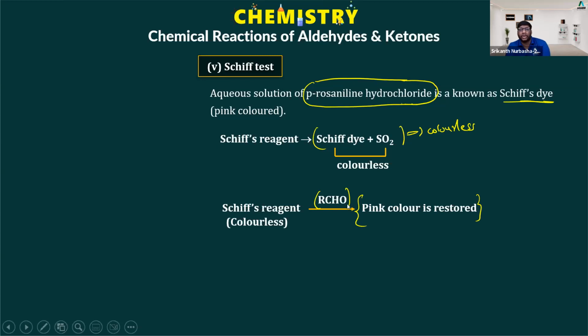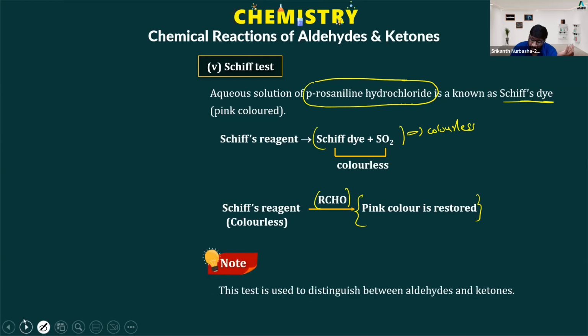If a particular unknown compound restores the pink color of Schiff's reagent, because in Schiff's reagent we have Schiff's dye plus SO2, that means if you are indirectly removing the SO2, only Schiff's dye is going to be obtained. That means SO2 is reacting with RC double bond H. Whenever colorless Schiff's reagent upon treatment with RC double bond H restores a pink color, then we can say that particular unknown compound is an aldehyde. So this is also used to distinguish between aldehydes and ketones, and this was your respective Schiff's test.